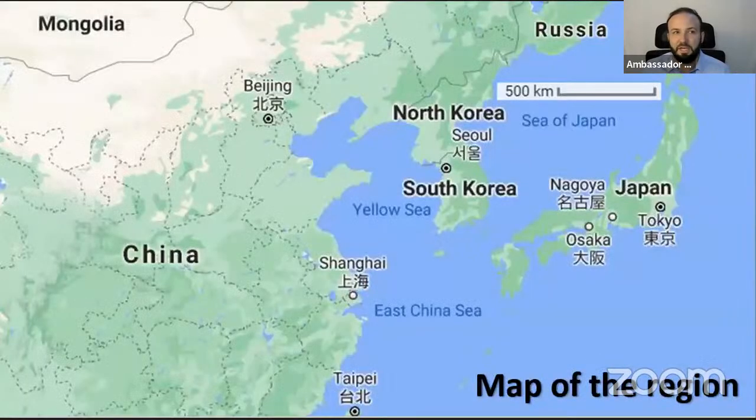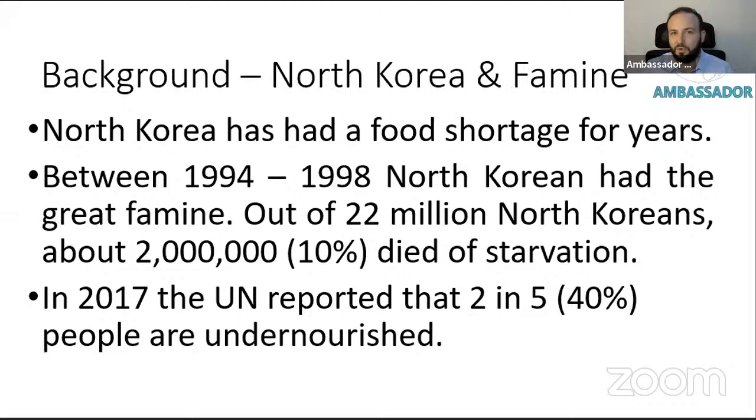We show a map of the area showing that North Korea is right next to Russia and China, and near South Korea and Japan. We show 500 kilometers, that it's pretty close in the region. There's a bit of background information on North Korea having a food shortage, and so far at least 2 in 5 people are undernourished. I'll read this part.